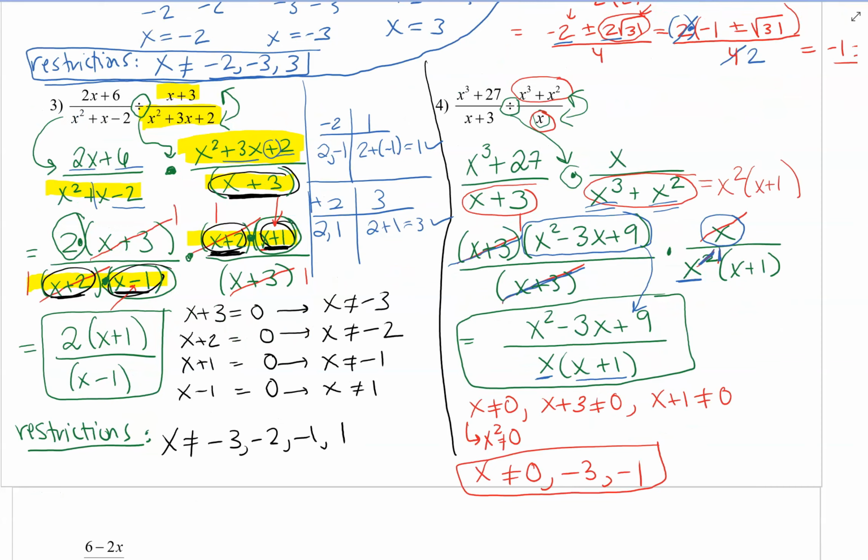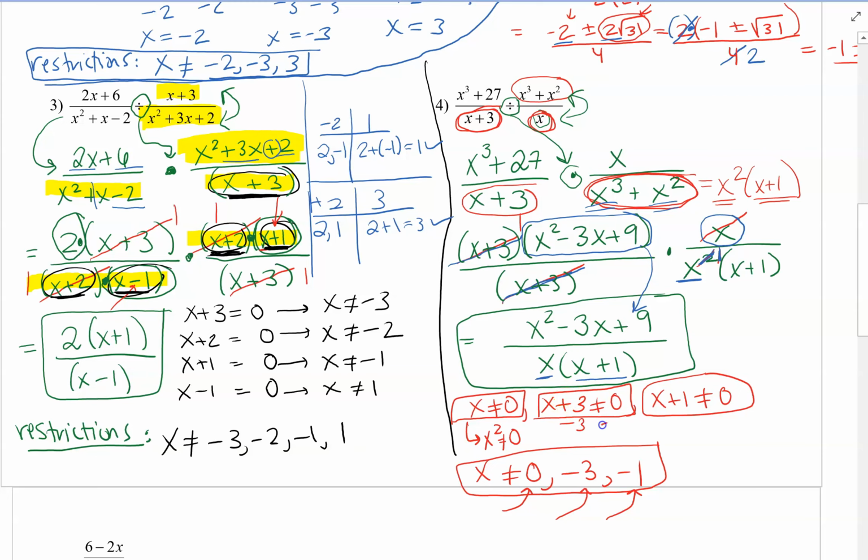Okay, so the restrictions for this problem should be 0, negative 3, and negative 1. Why is it those? It's because you have to look at any denominator that was ever in the problem at any time from beginning to end. In the beginning, I had x plus 3 and x in the denominator. So that means x cannot be 0, and neither can x plus 3. But then when I flipped that second fraction over, x cubed plus x squared ended up in the denominator, which has the factors x squared and x plus 1. Well, x squared not equaling 0 is pretty much the same thing as x not equaling 0, so those kind of go together. But then there was this addition of x plus 1 is not allowed to equal 0.